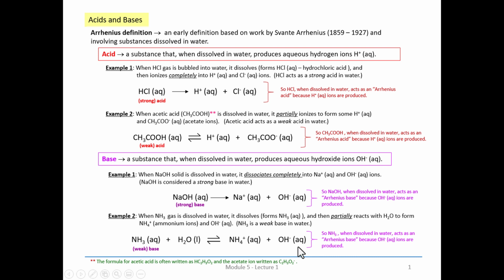I want to make one note that I forgot to emphasize before. When we write the formula of acetic acid, you'll probably see me write it most often in this form, but you will also occasionally see it written as HC2H3O2, and the acetate ion as C2H3O2 instead of in this form. Not incredibly important at this point, but just keep that in mind. You might see it written either way.